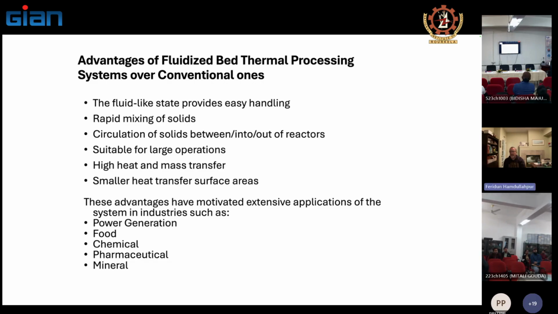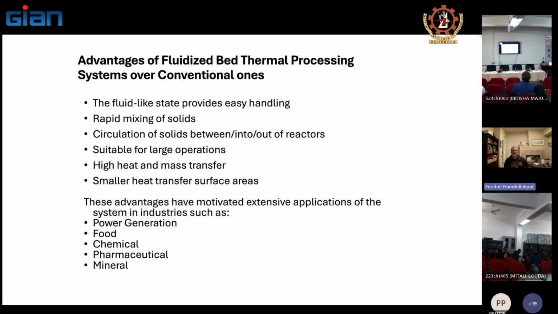Circulation is a lot easier when it's in a liquid fluid state. You can easily use this for large operations. Again, as I mentioned, you have high heat and mass transfer. Therefore, if those are higher than the conventional ones, to obtain the same rate of heat transfer, you will need to use smaller heat transfer surfaces.